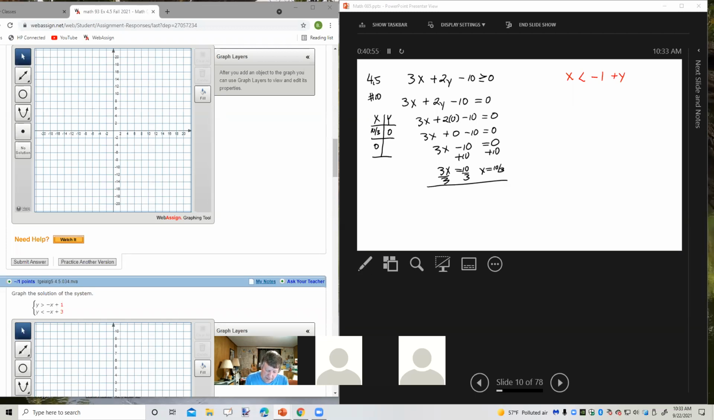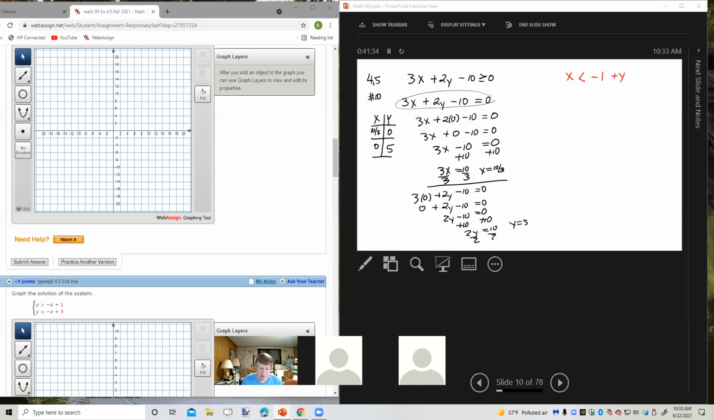Next, let x equal 0. We get 3 times 0 plus 2y minus 10 equals 0. 3 times 0 is 0. 0 plus 2y minus 10 equals 0. 0 plus 2y minus 10 is 2y minus 10. So 2y minus 10 equals 0. Add 10 to both sides. 2y equals 10. Divide both sides by 2. y equals 5. Okay, so we now have two ordered pairs that represent points on the line created by this equation.